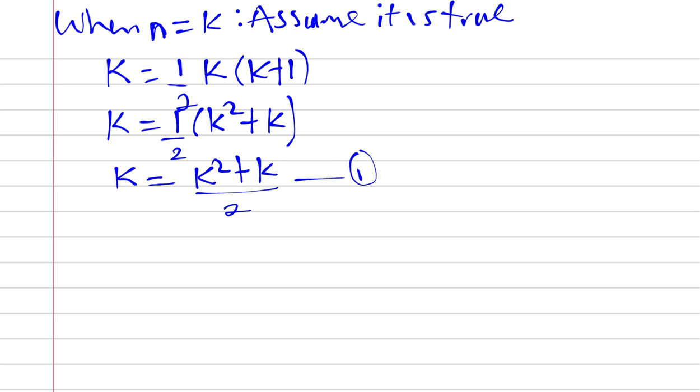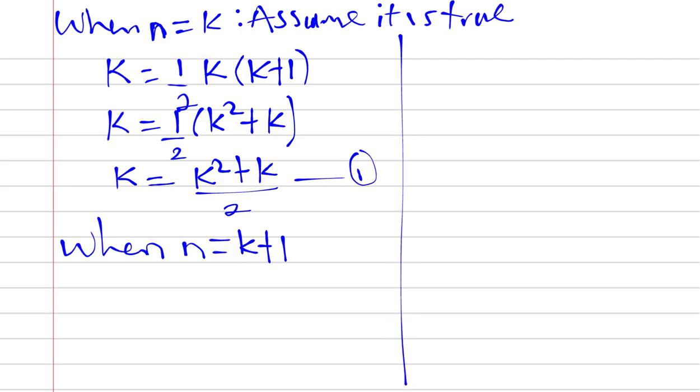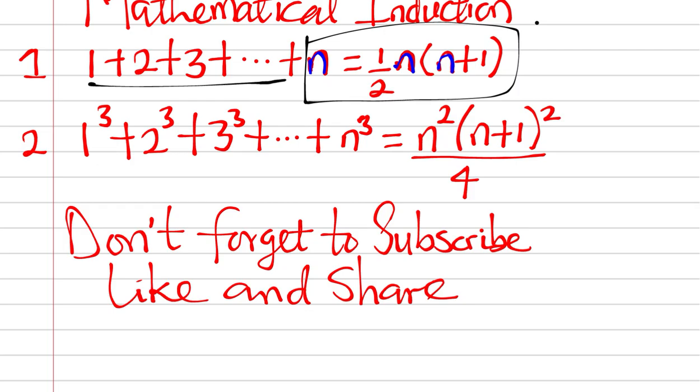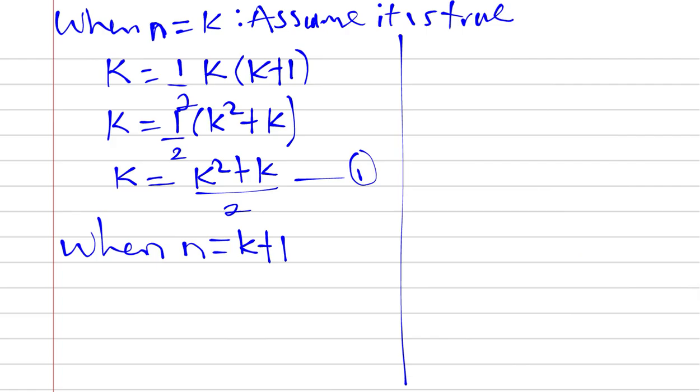Then now when n equals k plus 1. So now this is the last step. When n is equal to k plus 1, let me divide this like this so that I will finish it here. Anywhere I see n in our equation, I will now put k plus 1. So that will now be k plus 1 equal to 1 over 2, and instead of n, it will be k plus 1 in bracket.